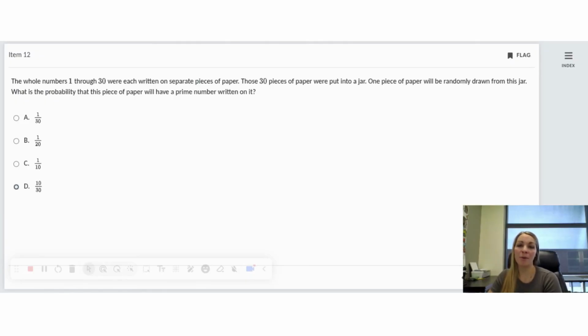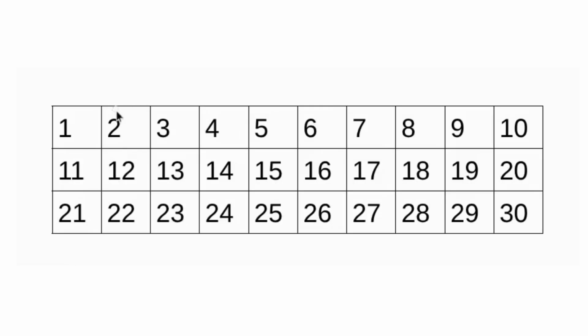Well, what is a prime number? A prime number is a number that's divisible by itself and 1. So 1 doesn't count, and we start with the number 2. So what I'm going to do is list the numbers 1 through 30, and circle each of these that is divisible by 1 and itself, starting with the number 2. Then we'll come back here and pick our answer. All right, here we go.